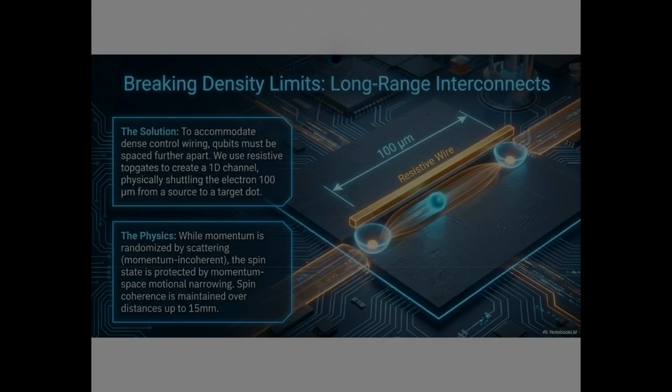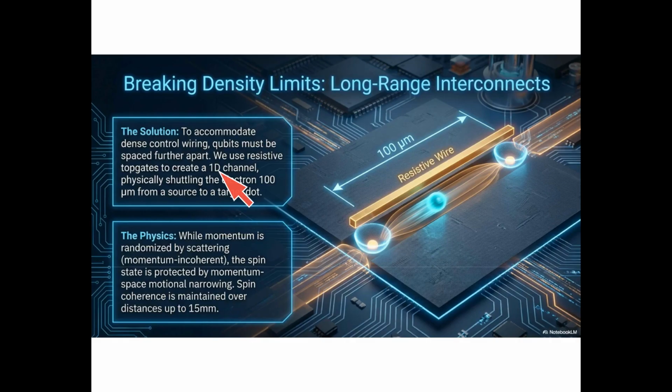The first breakthrough solution: rather than routing thousands of wires to tightly packed qubits, we physically move the qubits themselves to where the wires are. This is electron shuttling. Here is the concept.